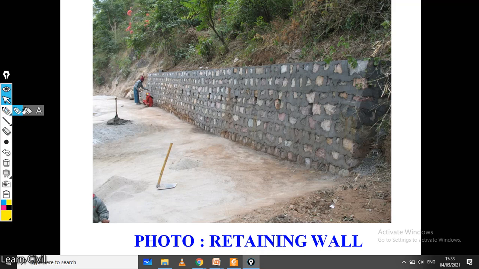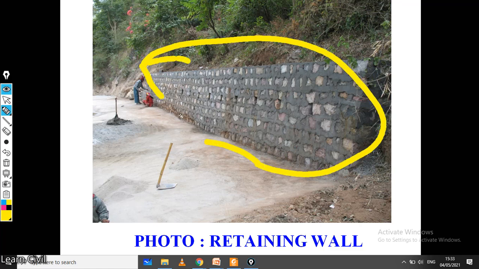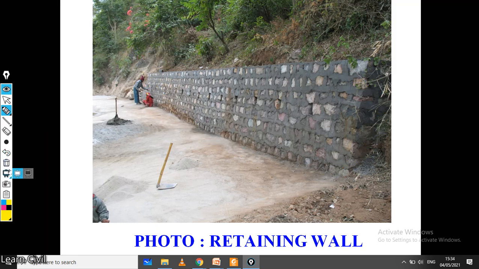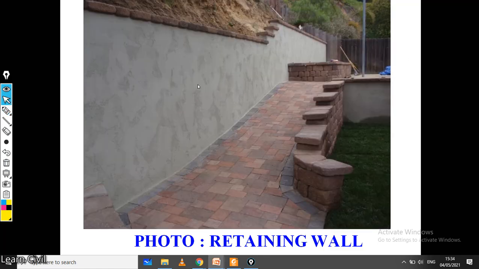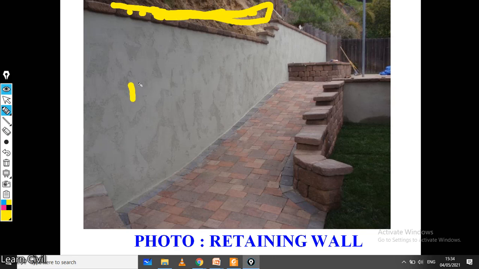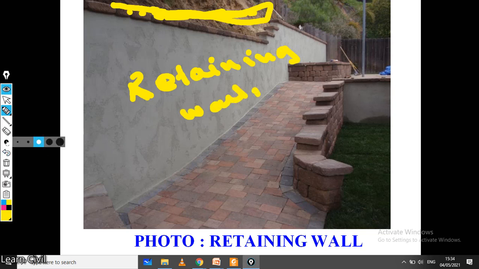So this particular construction which is done here is considered as a retaining wall because it is retaining the hill slope. Okay, you can again see here, there is some hill slope on this side, and this particular wall is constructed here to retain this particular soil mass. So it is called a retaining wall.